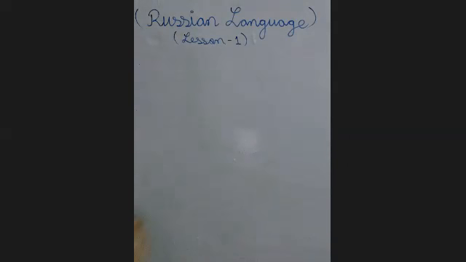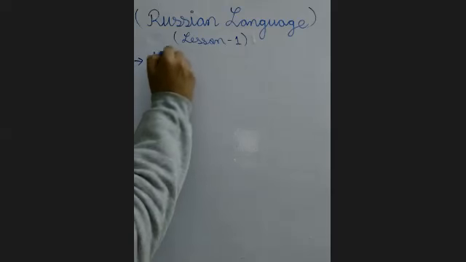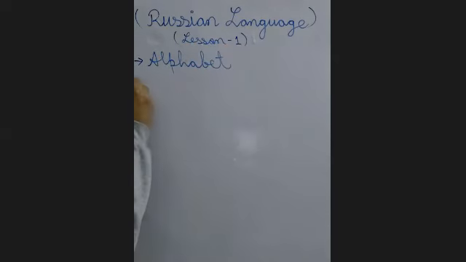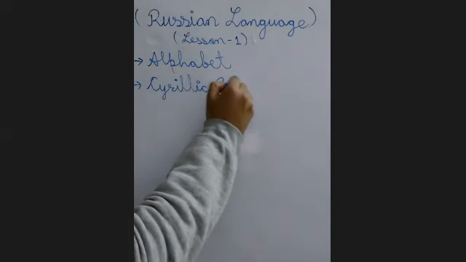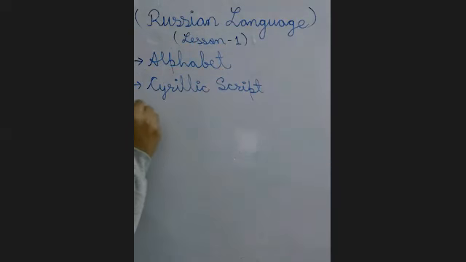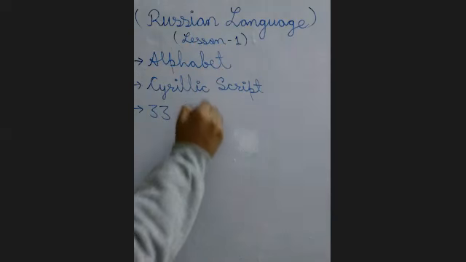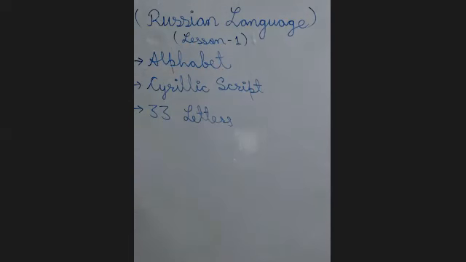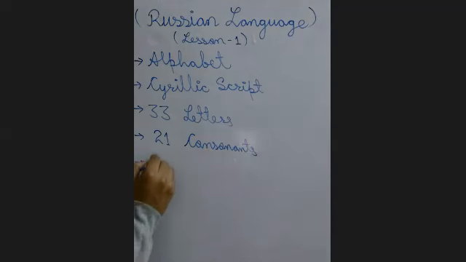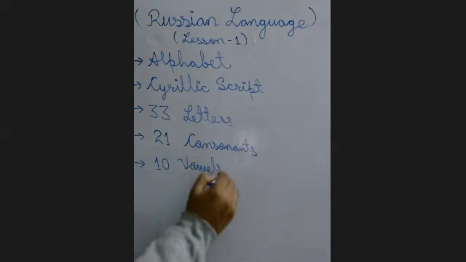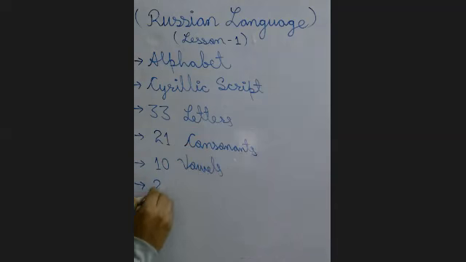If we talk about the alphabet, the first thing that comes to mind is the script, and we already know it's Cyrillic. A total of 33 letters are there in the Russian language. Some say 20, some say 21 consonants, because one letter is a little controversial, so we may assume 21 consonants, and 10 of the total 33 are vowels, and two are just symbols.